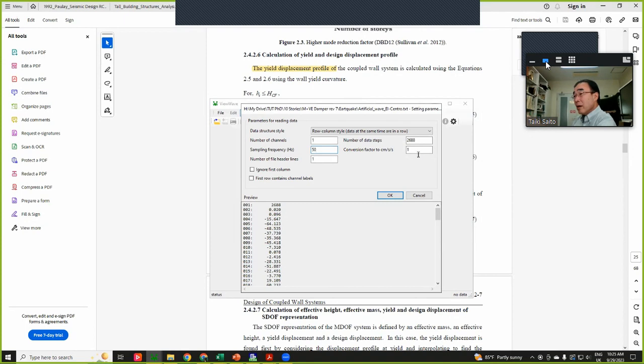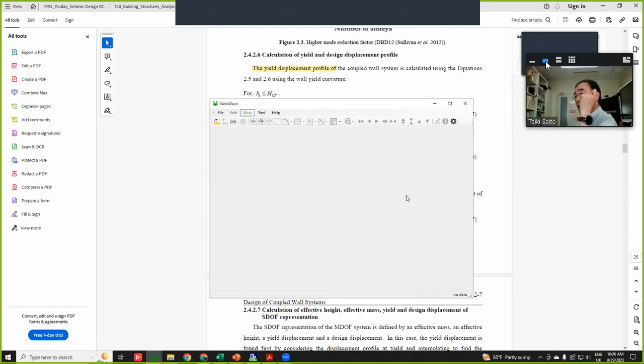And number of spiral header line is 2. This one, 2. Yeah, 2. Because the first is the number of data. Okay. Second is the time interval. Okay, that's okay.